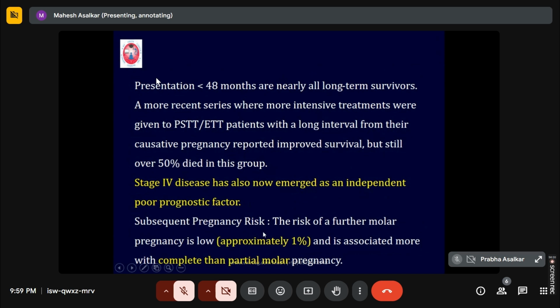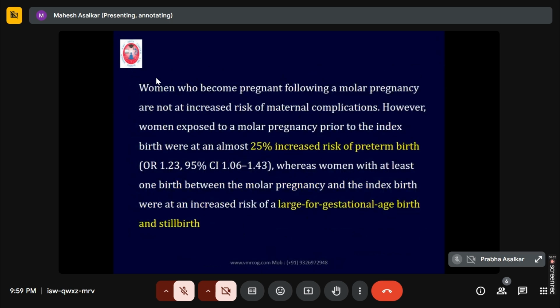Subsequent pregnancy risk. The risk of further molar pregnancy is low, approximately 1%, and is associated more with complete than partial mole. So once there is a molar pregnancy, the risk of developing a molar pregnancy in subsequent pregnancies is approximately 1%. Remember, 1%. This can also be an SBA. What is the risk of developing molar pregnancy in the next pregnancy? If there is a previous molar pregnancy, it is 1%, and that is also more with the complete than the partial mole. Women who become pregnant following a molar pregnancy are not at increased risk of maternal complications.